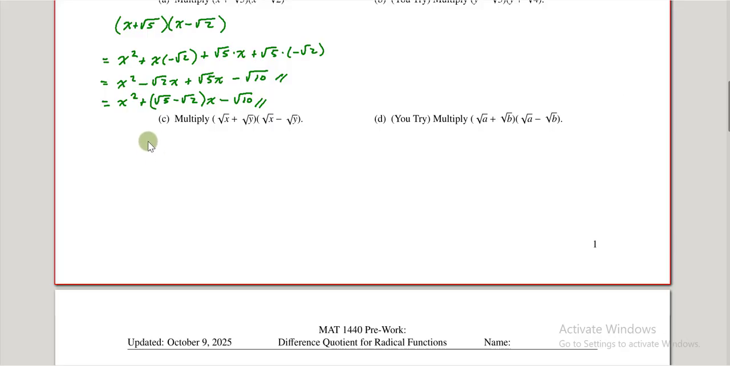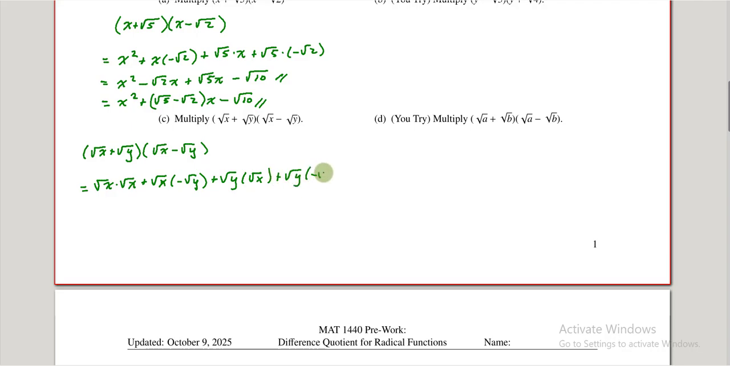So now we've got the product of the square root of x plus the square root of y times the square root of x minus the square root of y. And so if we expand this out, we would get the square root of x times the square root of x, plus the square root of x times minus the square root of y, plus the square root of y times the square root of x, and then plus the square root of y times minus the square root of y.